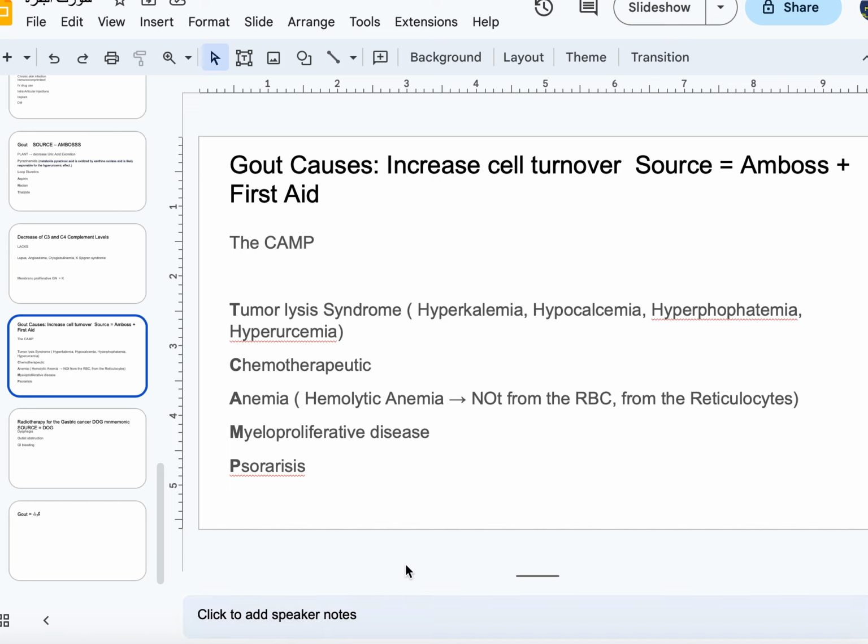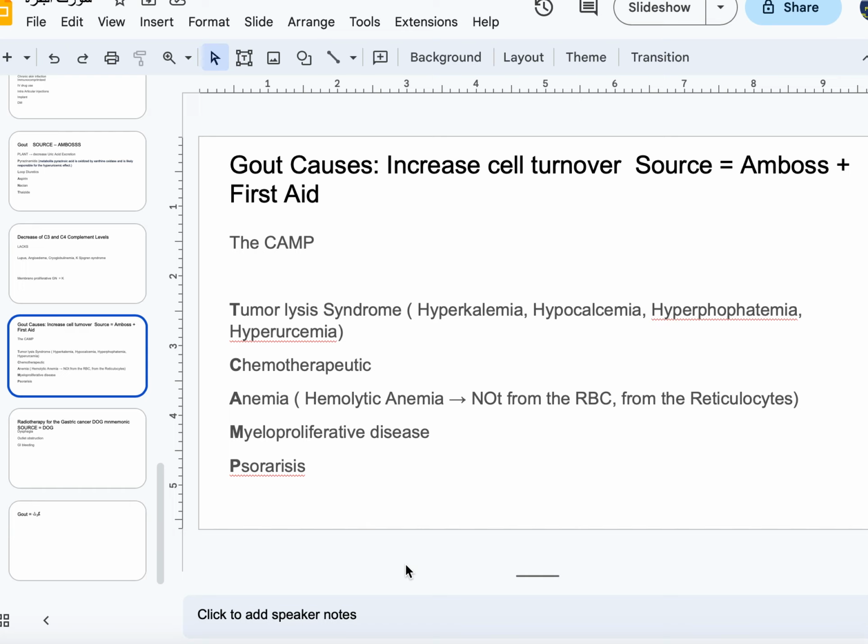The next thing is going to be chemotherapy. So chemotherapy, again, as we know, usually chemos are there to stop cell growth, or kind of kill the cells, especially the tumor cells. So that's chemotherapy. Next thing is going to be anemia.